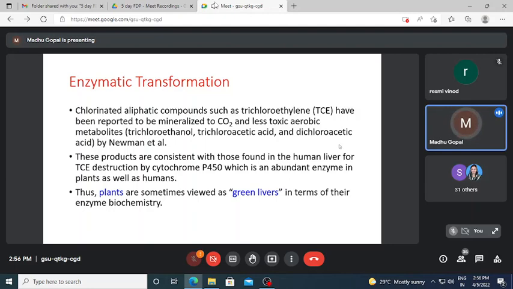So there is a remarkable resemblance between the metabolic processes taking place in plants and animals as far as these substances are concerned. We know the human liver is a detoxification mechanism in the body. Liver can detoxify many substances, though it has a certain carrying capacity. Even the human liver has the capability to destroy TCE by the enzyme cytochrome P450. The same enzyme is found in plants as well. Because of this, plants are sometimes viewed as green livers in terms of their enzyme biochemistry, because of that remarkable resemblance with the human liver.